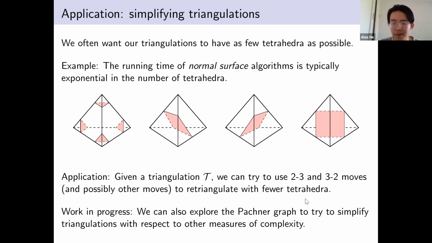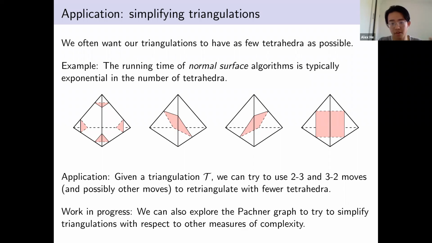I just wanted to mention very quickly some work in progress, which is pretty fresh. There are other measures of complexity for triangulations. Up to this point, whenever people talk about simplifying triangulations, they almost always mean we want to reduce the number of tetrahedra, but that's not always the most important measure of how complex a triangulation is. For normal surfaces, what you really care about is the number of tetrahedra, but for other applications there are other measures of complexity that are more important, and maybe we can try the same strategy.